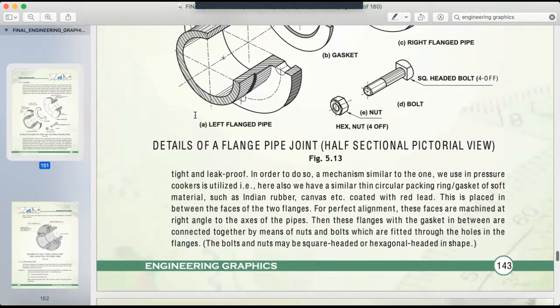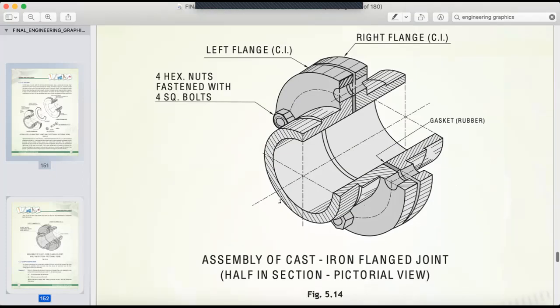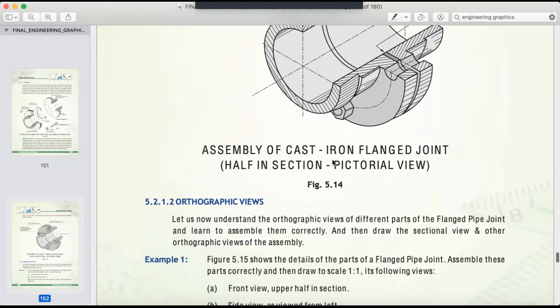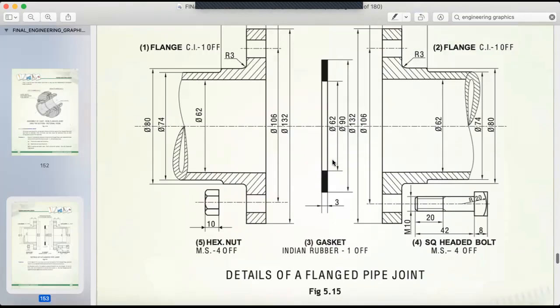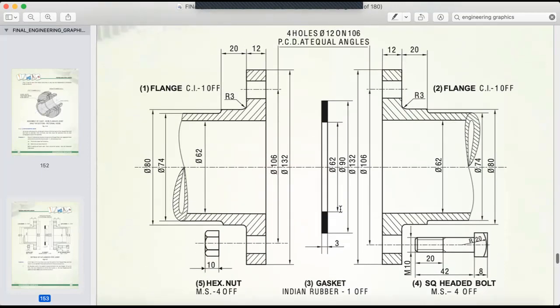So in this, it is inbuilt. This is the pipe, and this is a thin plate which is attached to it. It's called a flange. So that's why it's called a flange pipe joint. The middle part is the pipe, and the other part is the flange. Then this is the final output. I'm sure you will see this. And in this also we have a gasket. It's called Indian rubber or gunmetal, whatever you can call it. It is made up of that.